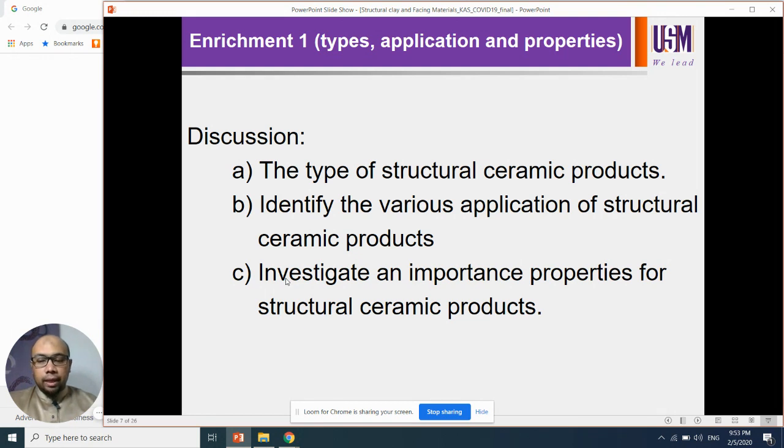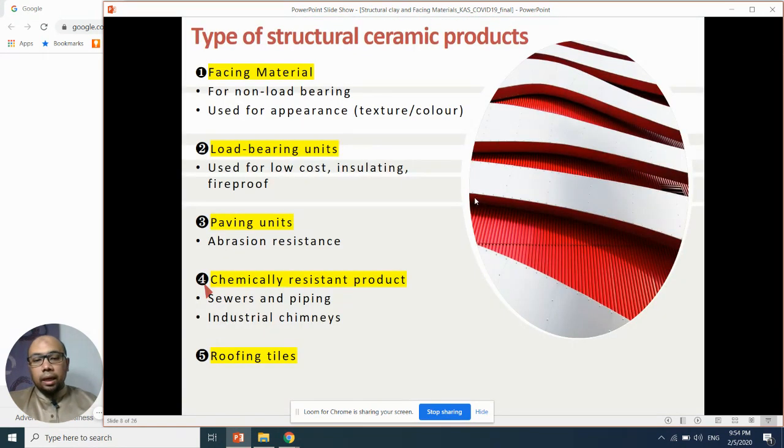Okay, so here I will explain, or we want to discuss, three important points for first enrichment session: the types of structural ceramics products, and also identify the various application of structural ceramic products, and also investigate the important properties for structural ceramics products. Okay, for the first question, here I summarize a few examples. The typical type of structural ceramics product.